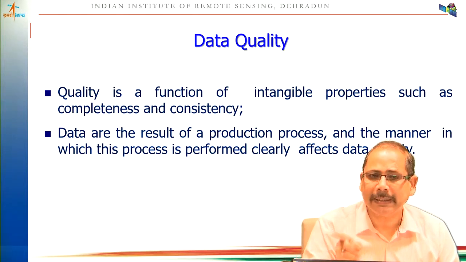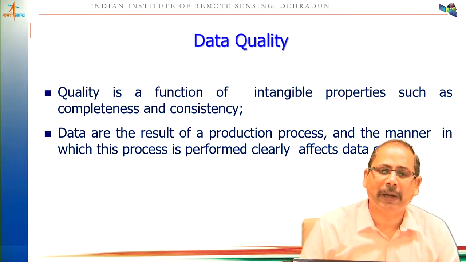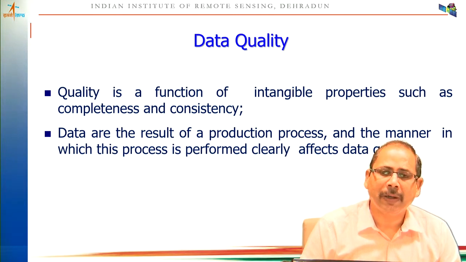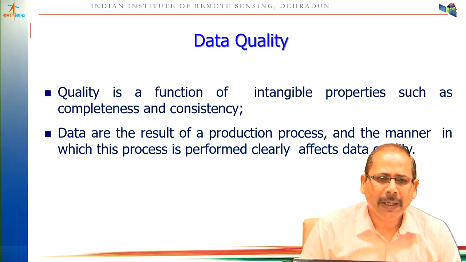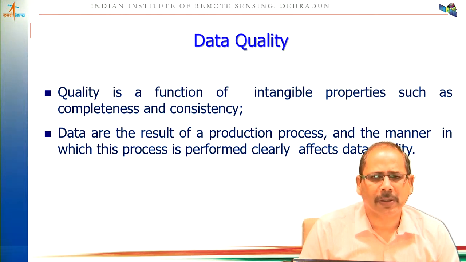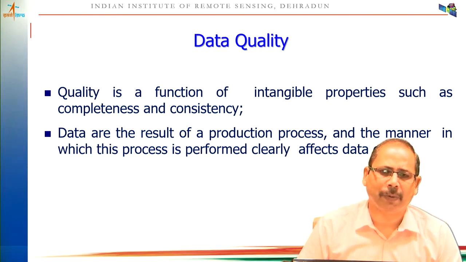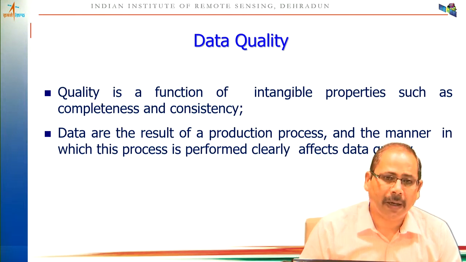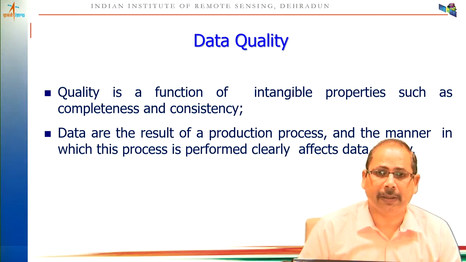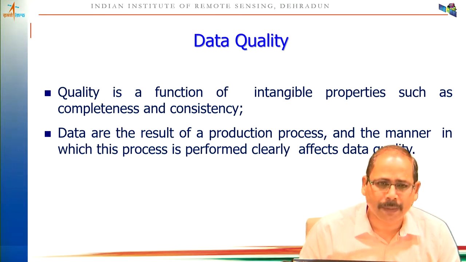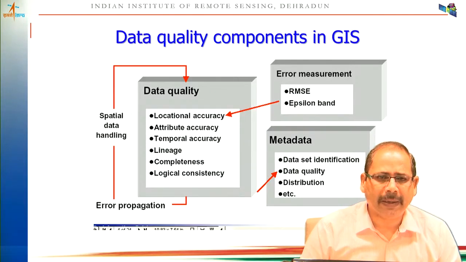So here completeness and consistency are two more parameters which are used to define the quality, or to qualify data for its use. Data are the result of a production process, and the manner in which the process is performed clearly affects the data quality. So how we decide the data quality basically depends on how we are creating or collecting this data. Based on our data model and methods, what we discussed in the last slides matters here.